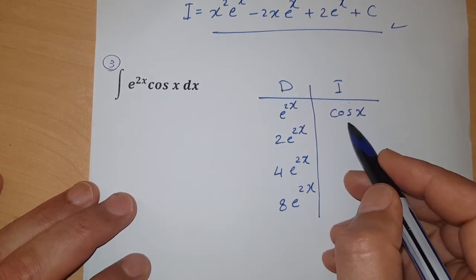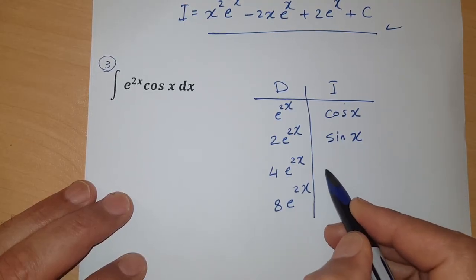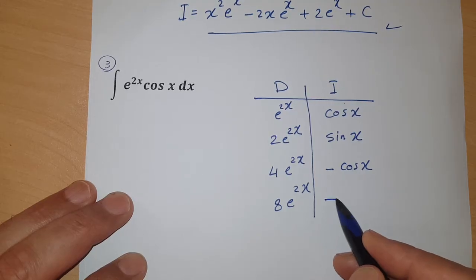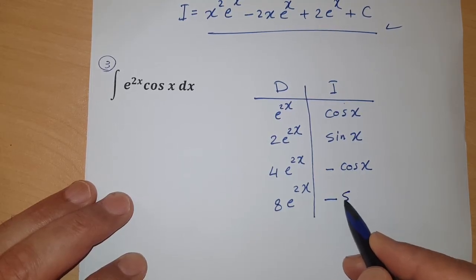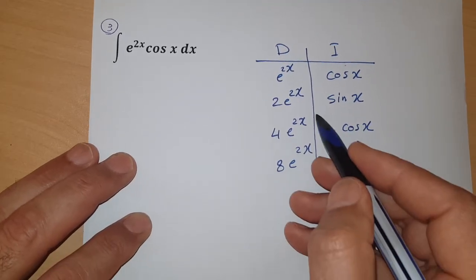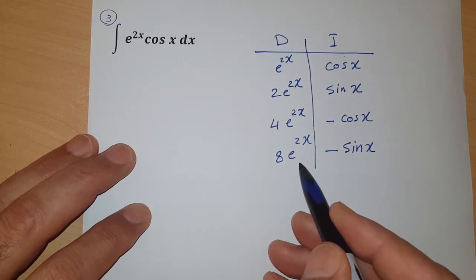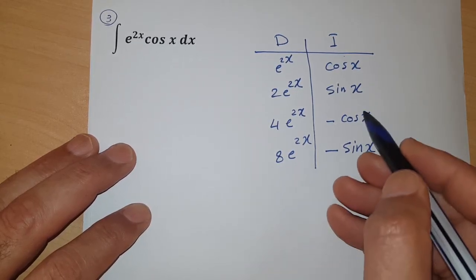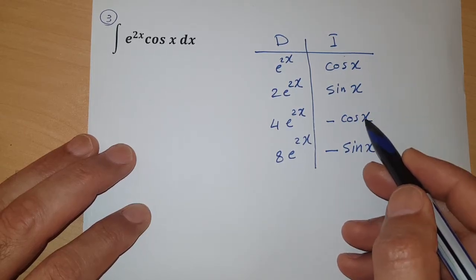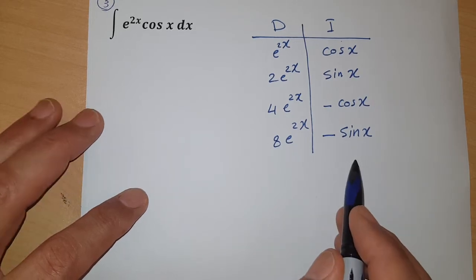The integral of cosine is sine x. The integral of sine is negative cosine. And the integral of negative cosine is negative sine, so you have a negative sign here. As you see, this table does not reach 0. Here e to the x will remain to infinity. Also here, alternating sine and cosine without end. In this case, you stop now.